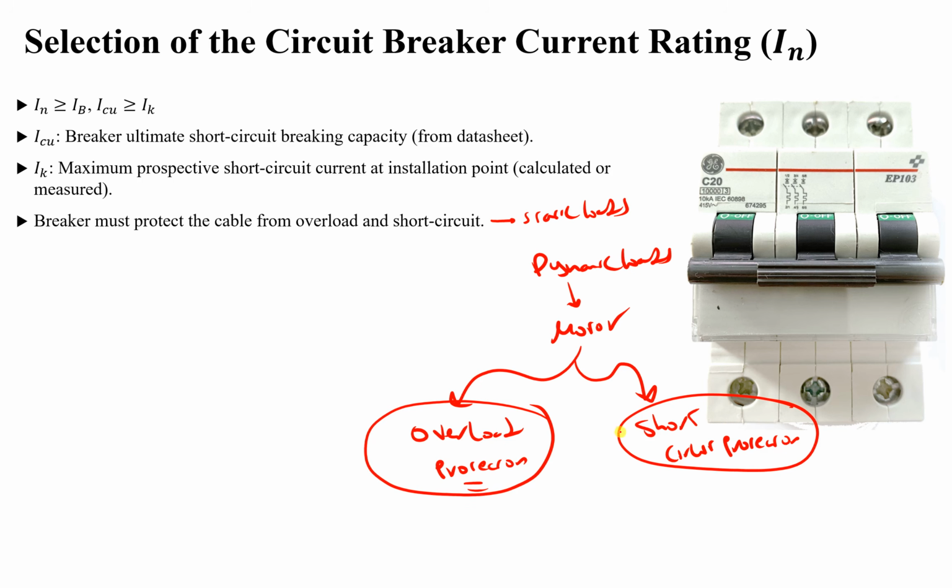If they are combined together, we will have a motor protection circuit breaker, which contains the two features in one. And this one actually has adjustable values for overload and short circuit protection.